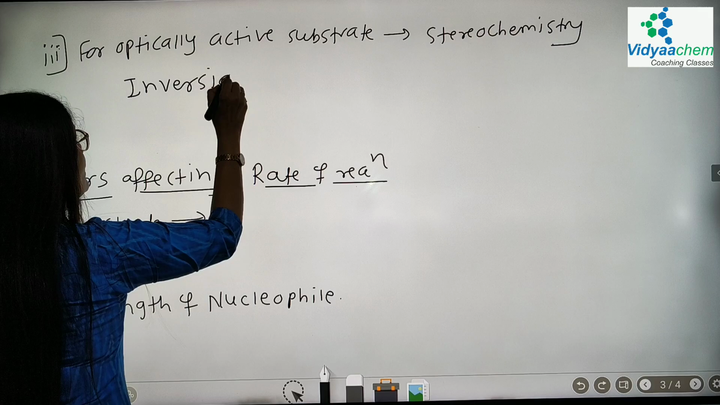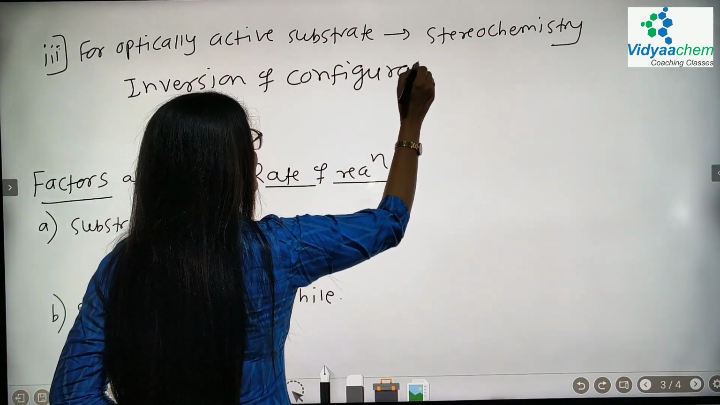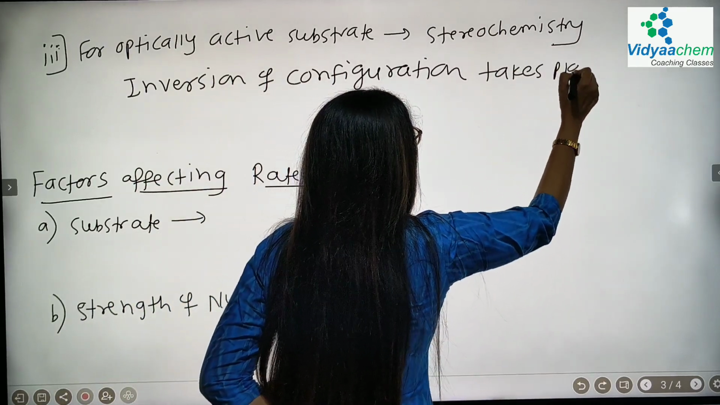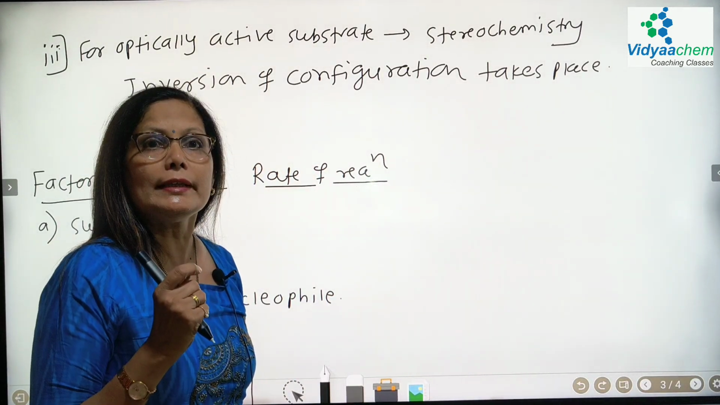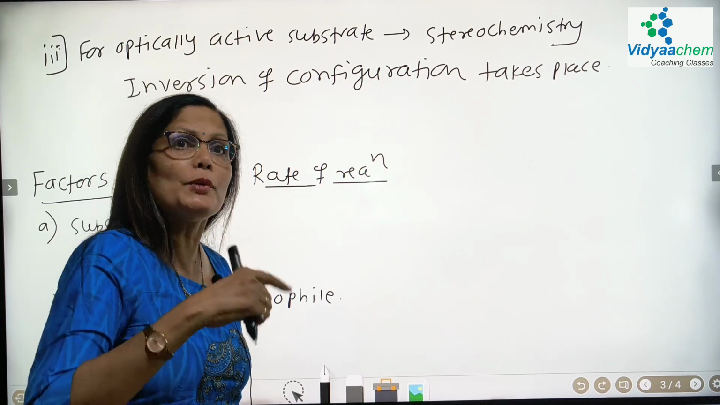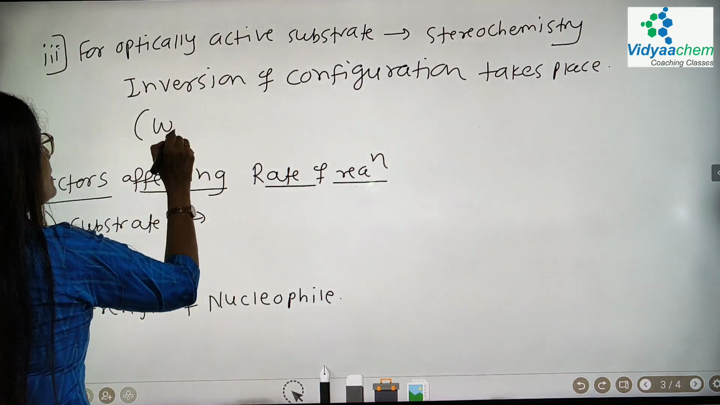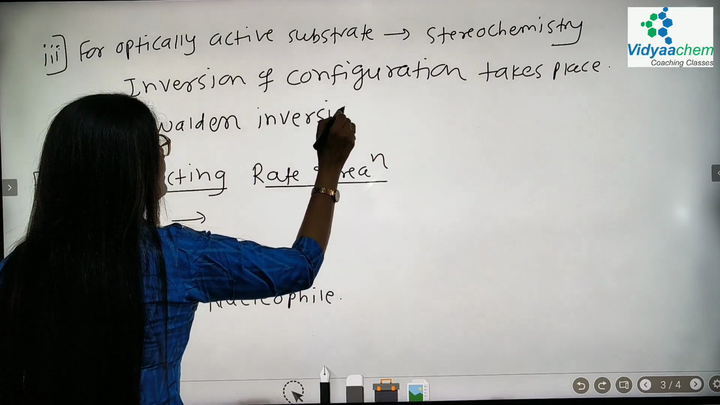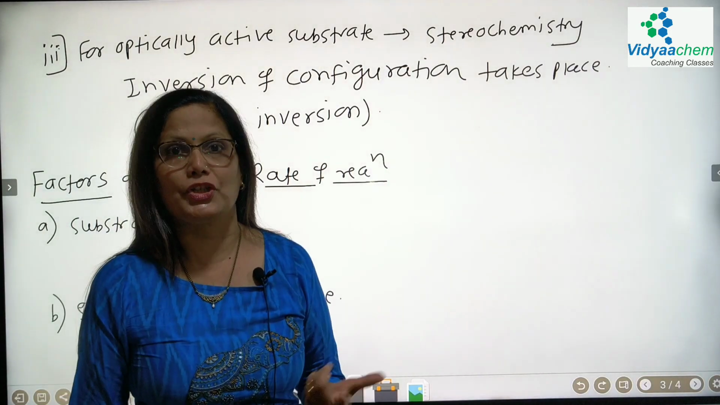So in case of an optically active substrate, inversion of configuration takes place, like the flipping of an umbrella. Stereochemistry means the groups or group of atoms attached surrounding that chiral carbon and their position in space. This stereochemistry is known as Walden inversion.